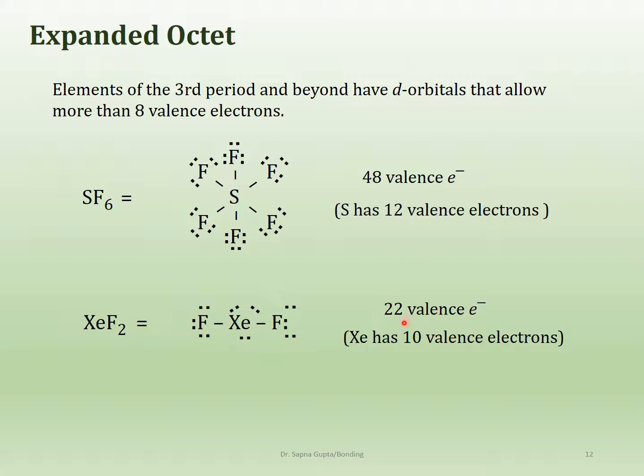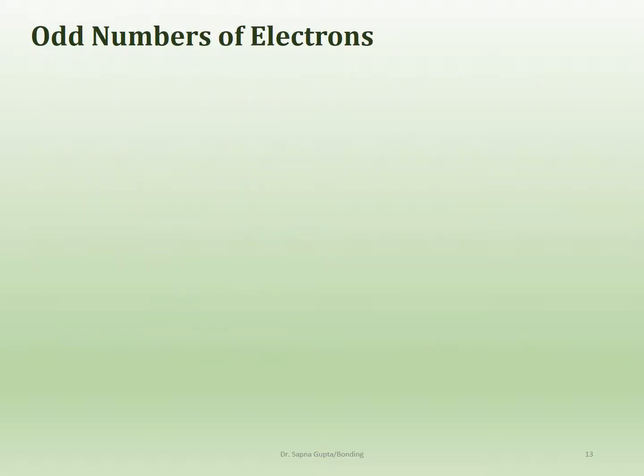And so xenon difluoride has 22 valence electrons and xenon has 10 valence electrons, so 2 more than what is usually required. So again, remember group number 5, 6, 7, and then from phosphorus, sulfur, and chlorine, and anything below that, that is a non-metal. So for example, bromine, iodine, selenium, all of them can have expanded shells. So you just have to look at the compound and determine if you are going to draw the expanded shell.